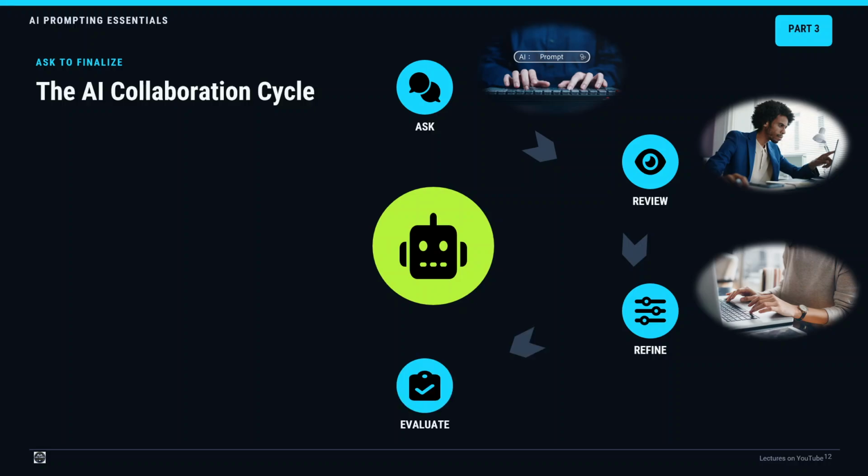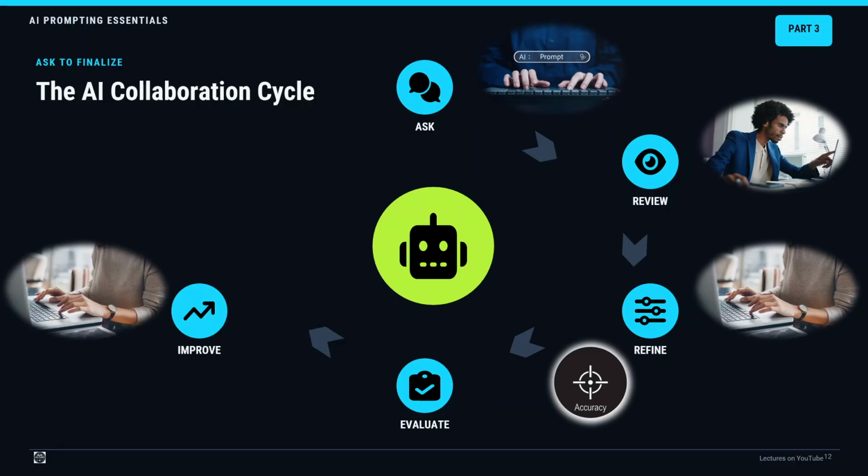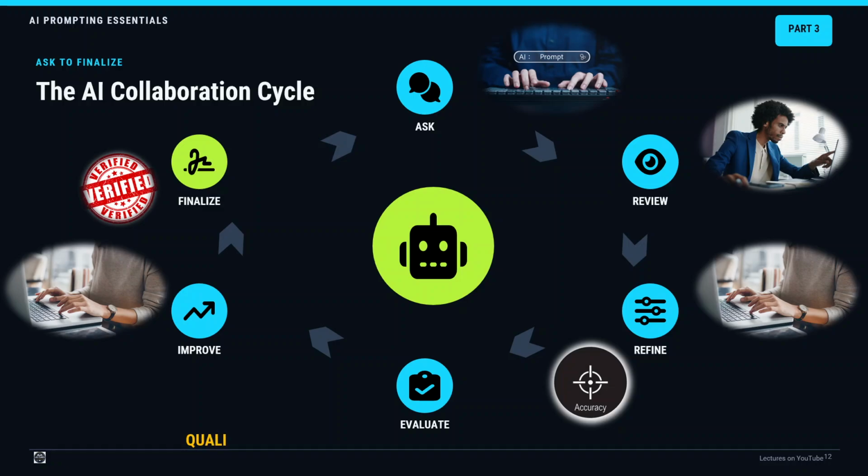Evaluate. Assess the accuracy, completeness, usefulness, tone, and suitability of the revised result. Improve. Ask for clearer wording, stronger organization, deeper analysis, alternative viewpoints, or removal of unnecessary material. Finalize. Apply your expertise, make necessary corrections, verify important information, and approve the final work. The quality of the final output often depends more on this collaboration cycle than on the first prompt.